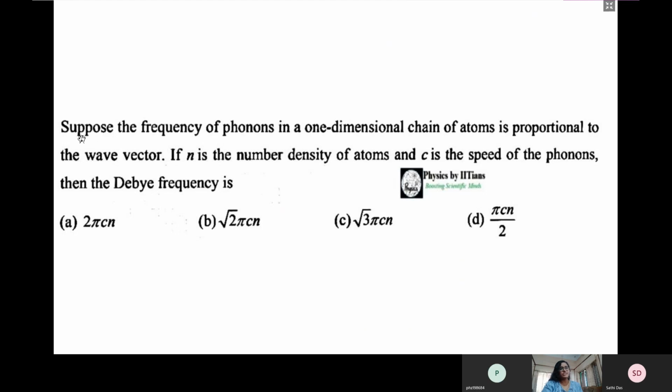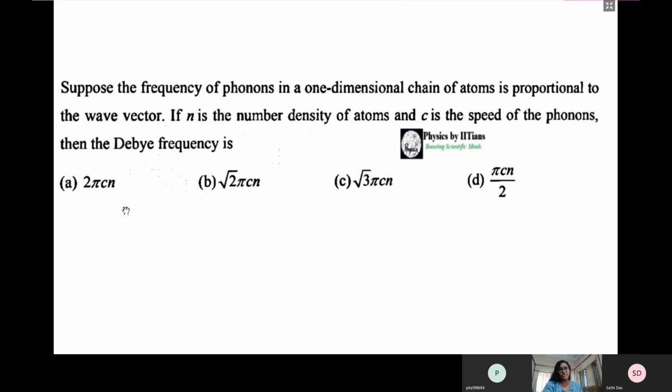Okay. So the question is, suppose the frequency of phonons in a one-dimensional chain of atoms is proportional to the wave vector. If n is the number density of atoms and c is the speed of the photons, then the Debye frequency is how much? So please comment your answer to the question, how you get the number density, then the Debye frequency. Okay. So this is a direct application.